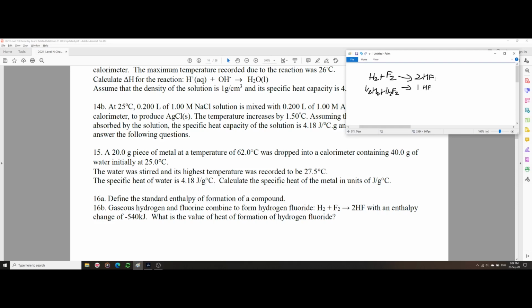You probably know what to do from now on, honestly, but I'm going to do it anyways. So minus 540 kilojoules. Here you have 1, so you divide by 2. So minus 270 kilojoules, and you're done. That's it, pretty much.